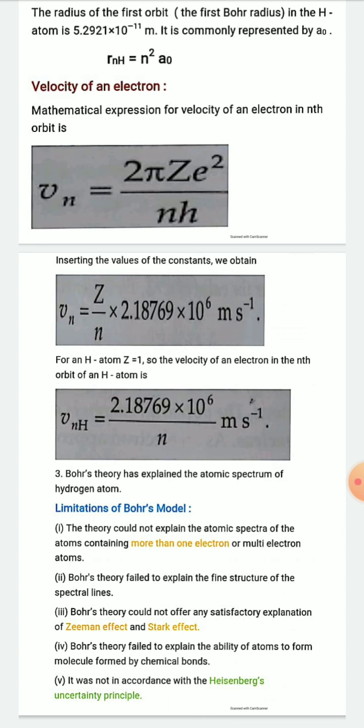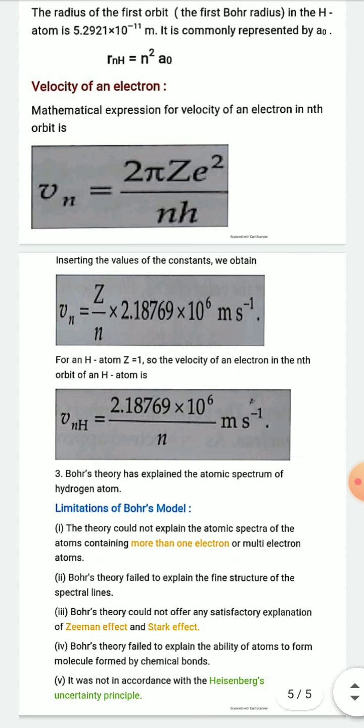That is, in these cases, when the system or atoms contain more than one electron, you can't use Bohr's atomic model to explain the spectra of the atom. Next limitation: Bohr's theory failed to explain the fine structure of the spectral line.